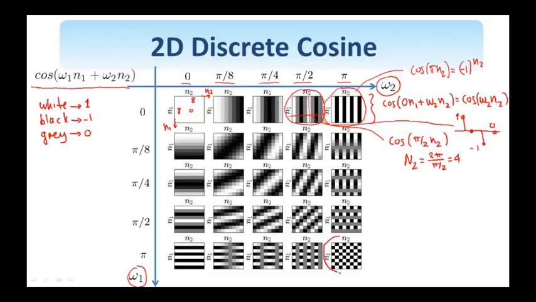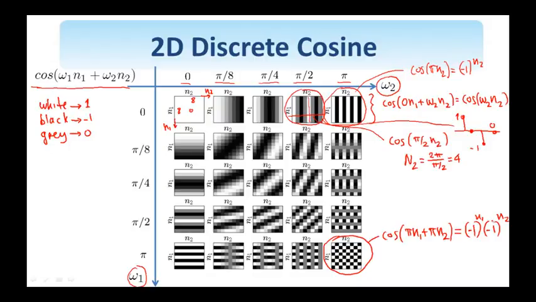And if I finally look at this cosine here, this is cosine pi n1 plus pi n2, and you can easily verify that this is equal to (-1)^n1 times (-1)^n2. So clearly the pixels alternate between -1 and 1, and this is the highest two-dimensional cosine that we can have.